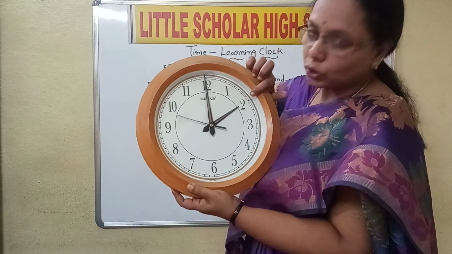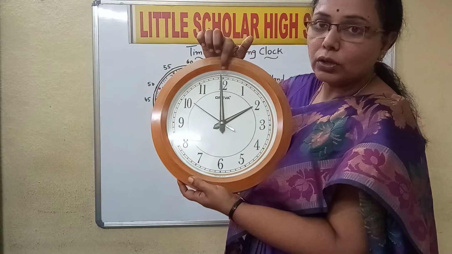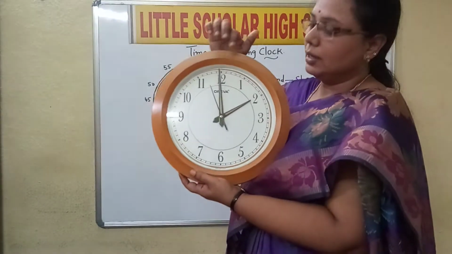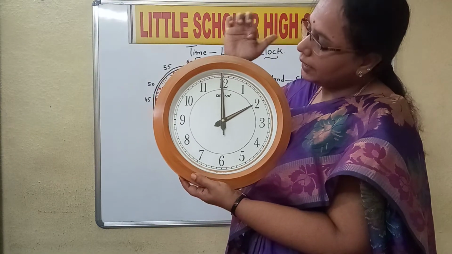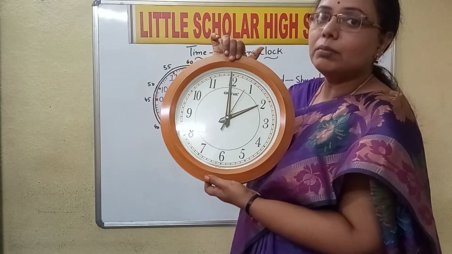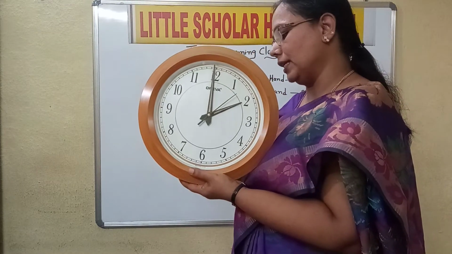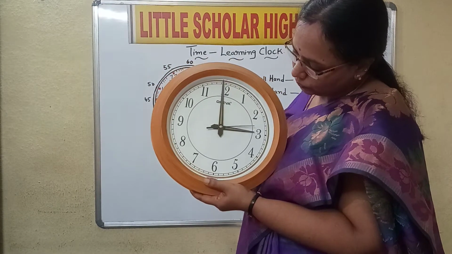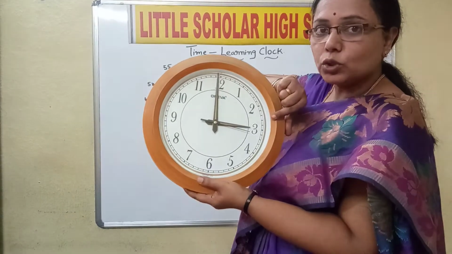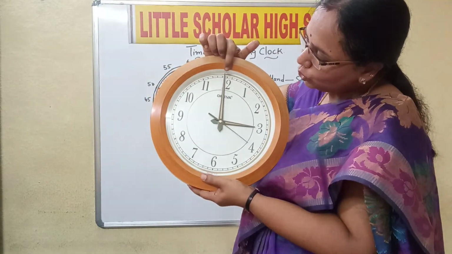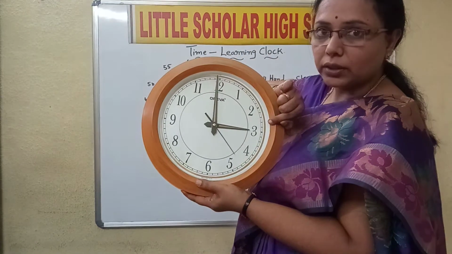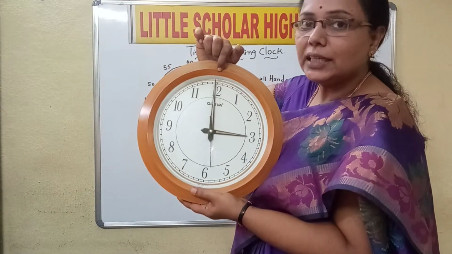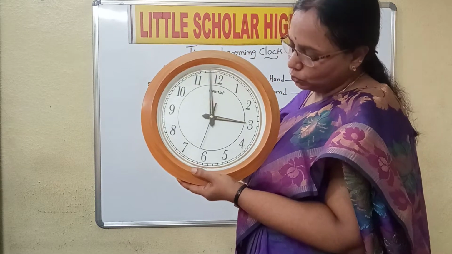Now see, where is the small hand? The small hand is on 2 and the big hand is on 12. So what is the time? It is 2 o'clock. Small hand is on 2, big hand is on 12. Then, now you try to learn the time. The small hand is on 3 and the big hand is on 12, isn't it? So what is the time now? It is 3 o'clock.